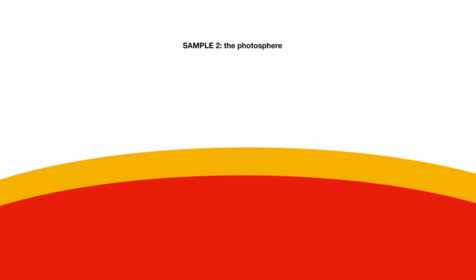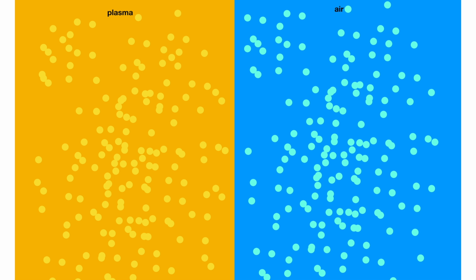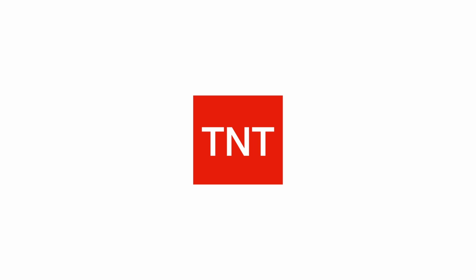Okay, sample two, the photosphere. The photosphere is the second most dense layer of the sun. It's also over 5,000 degrees Celsius. It has about the same pressure as our atmosphere on Earth, as you can see here. Though much less dense than air, its heat supports it, and so it won't implode. This has about 25 kilograms of TNT energy.